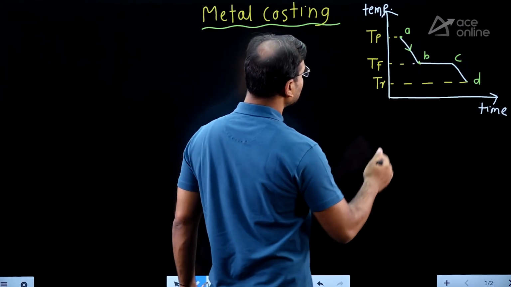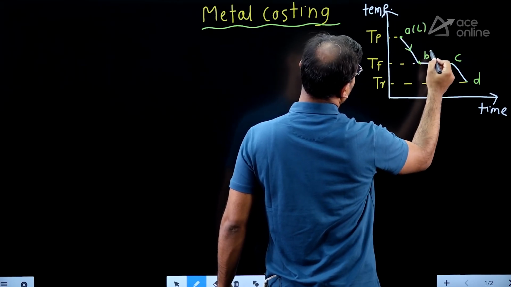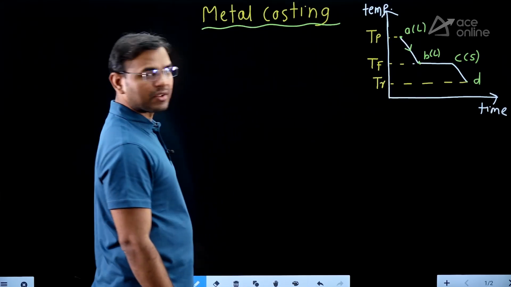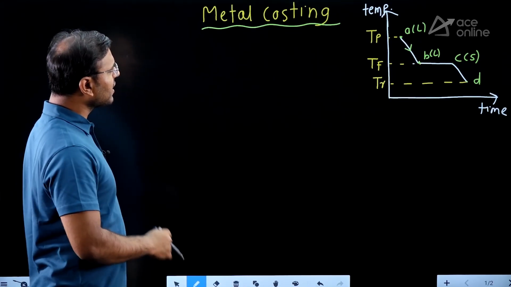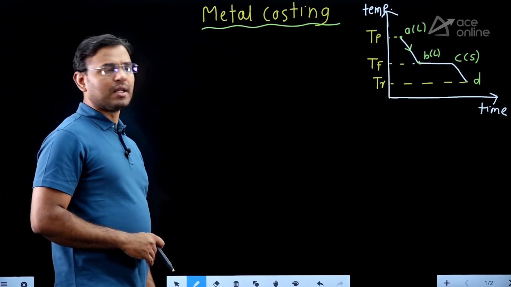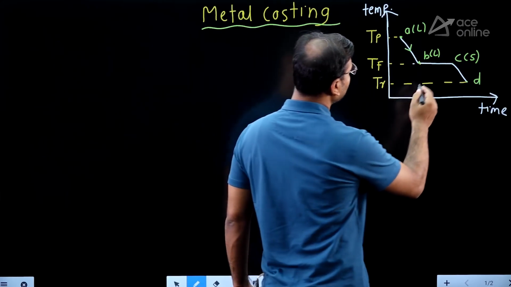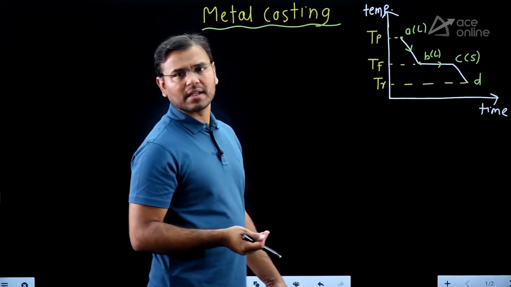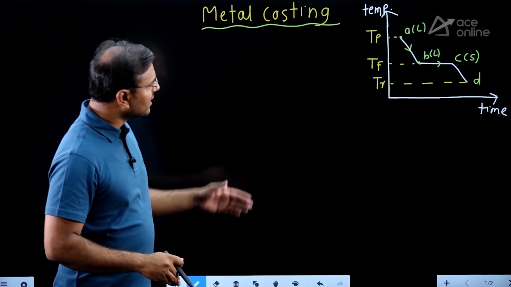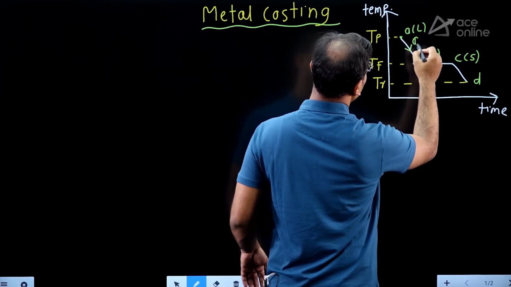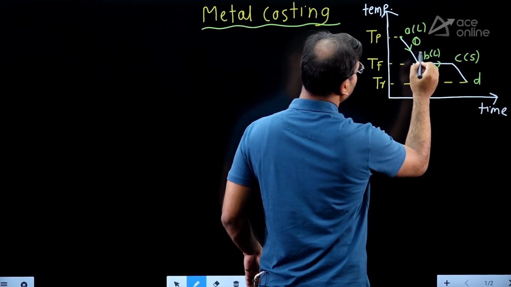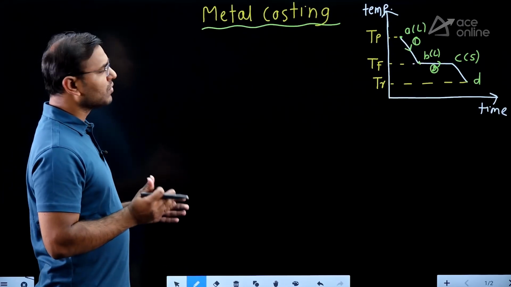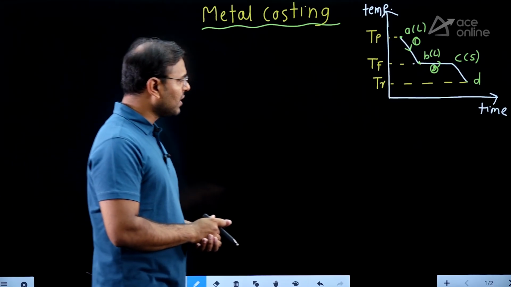Then guys, at A you can see the liquid is there, at B also the liquid is there, but from B to C the liquid is converting into solid. From A to B the liquid remains liquid, but the temperature is going to reduce, and from B to C the liquid is converting into solid. This is stage 1, A to B, and B to C is stage 2. In stage 1 and stage 2 there is shrinkage of liquid, therefore it is known as liquid shrinkage.